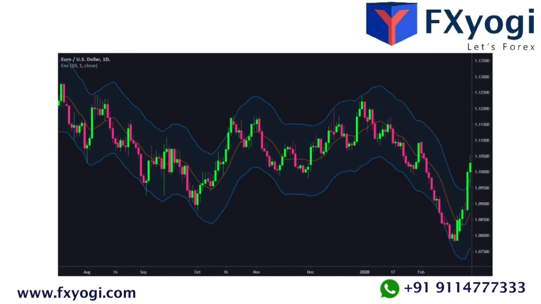For example, a 10-day moving average with a 1% envelope would show the following lines. Upper envelope: 10-day SMA plus 10-day SMA times 0.01. Lower envelope: 10-day SMA minus 10-day SMA times 0.01. The chart below shows Euro USD with a 10-day SMA and 1% envelopes.